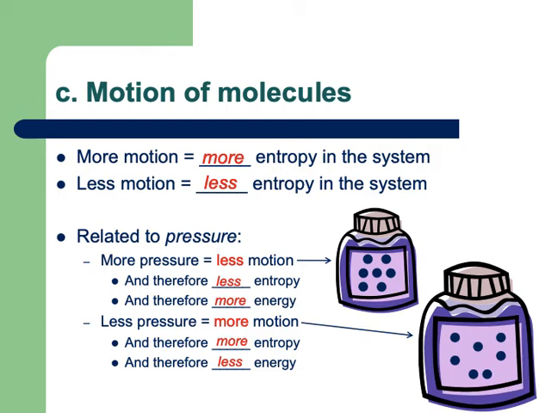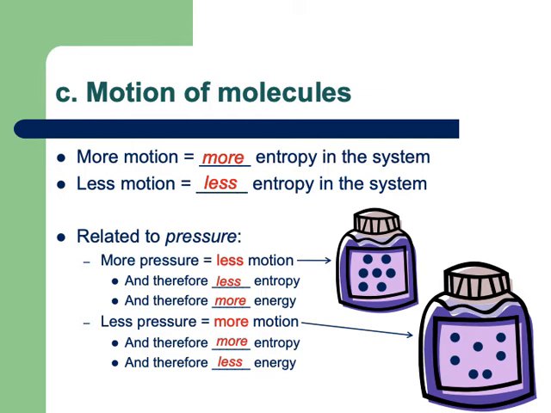When there's less motion, we have less disorder in a system. And it's very much related to pressure. So if we look at the 2 pictures here, we have a container that's enclosed with 7 molecules in it, which is smaller. And then we have a container that's larger with the same 7 molecules in it. Okay, so this is where we see a change in the pressure.